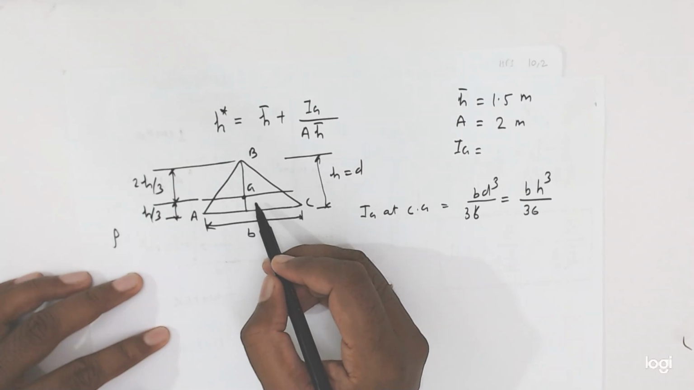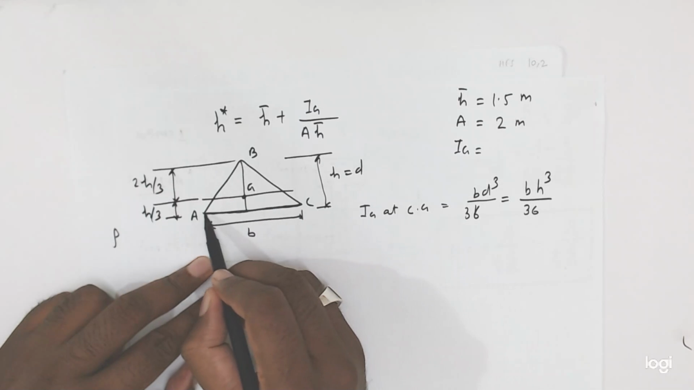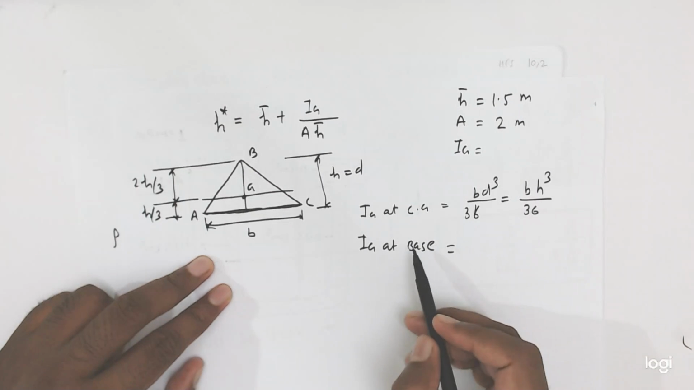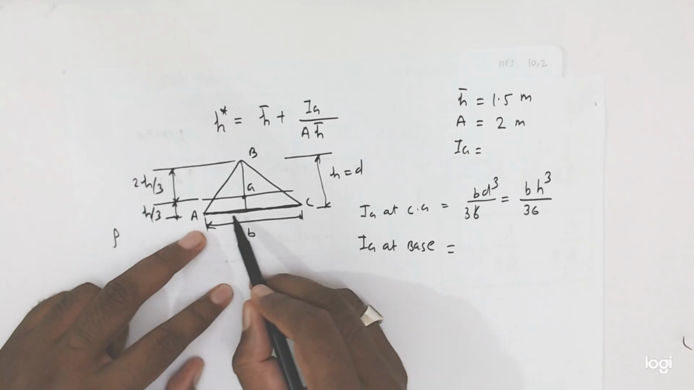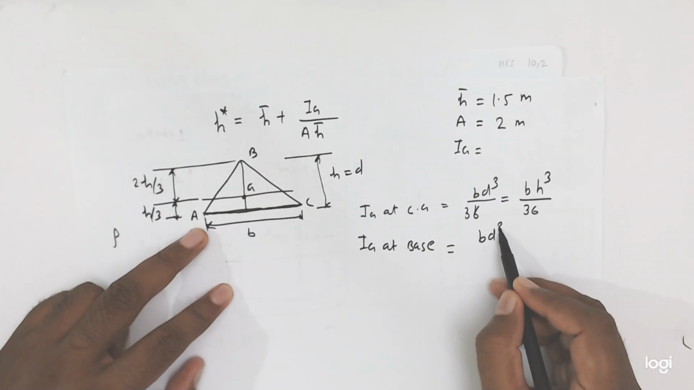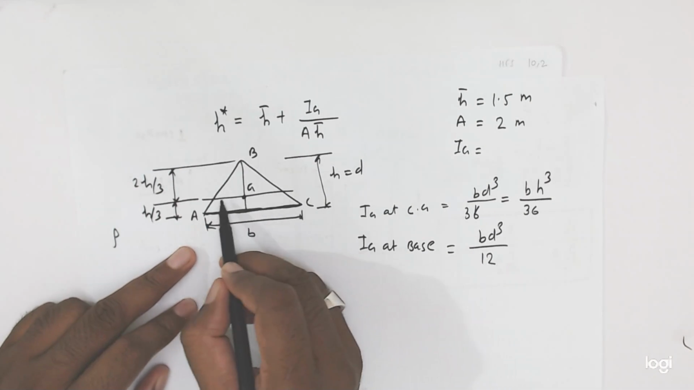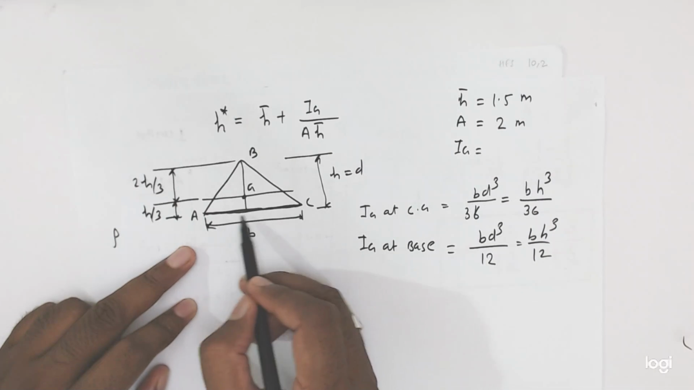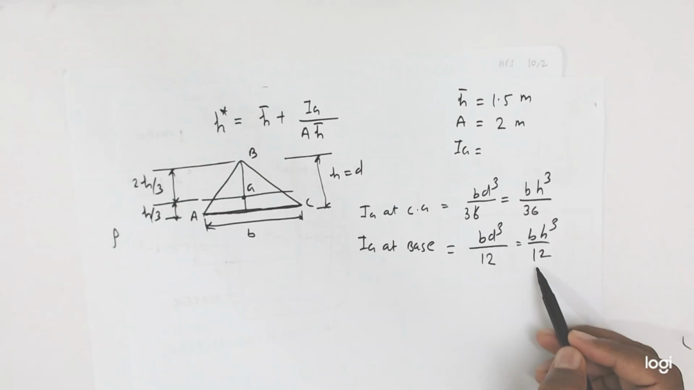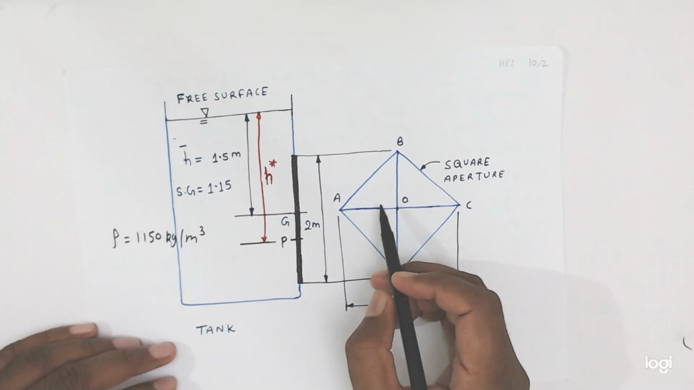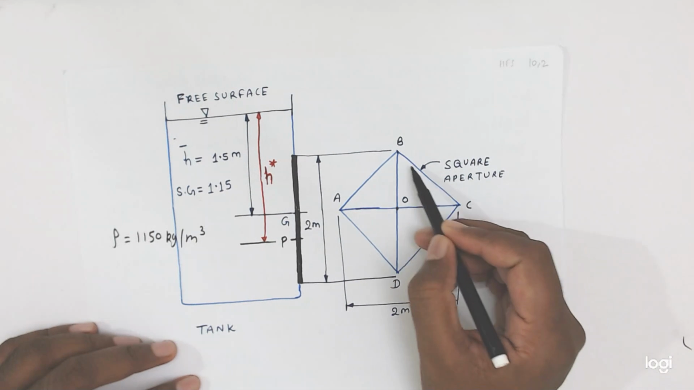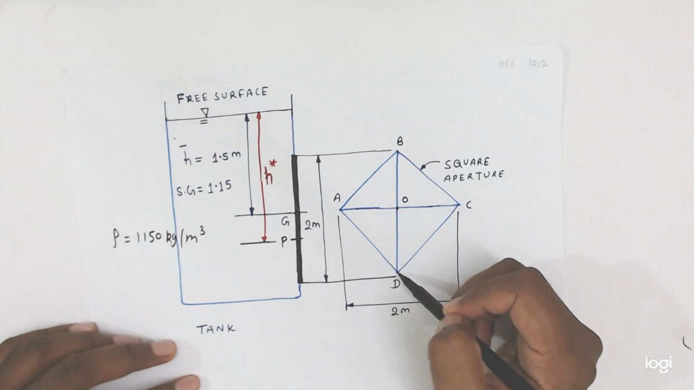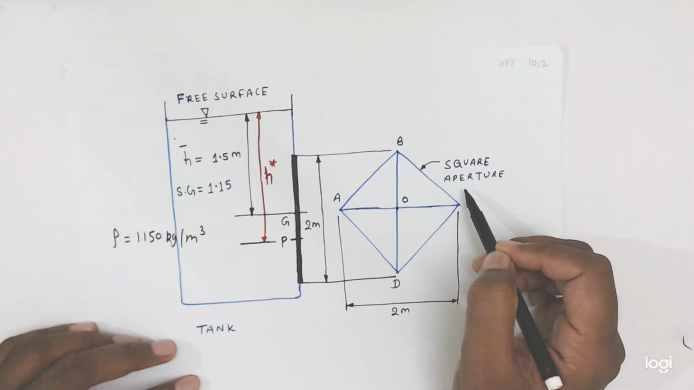Now we have to calculate this moment of inertia about the base. Why are we calculating this, friends? I will explain. Taking it about the base, it is equal to bh cube by 12, whereas at Cg it was bh cube by 36. We calculate each triangle about the base AC and then add, so we can get the moment of inertia of this diagonal, or you can say square aperture. Okay, friends?